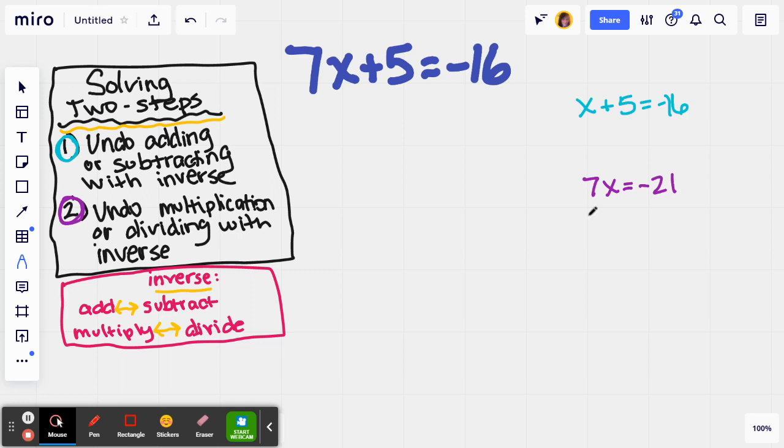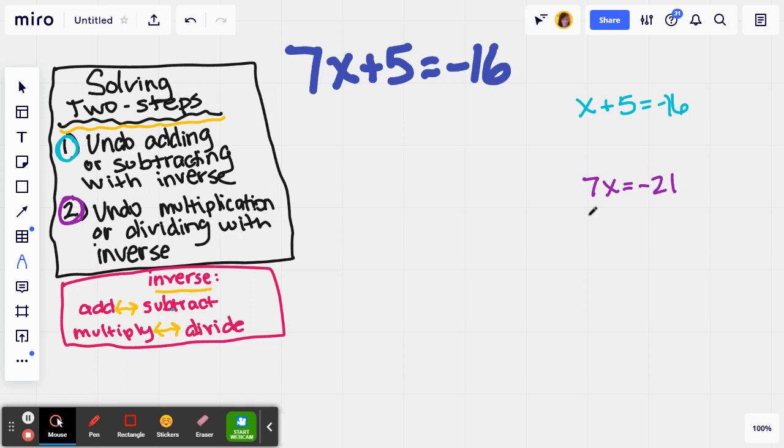So an inverse operation is pretty easy to remember. If you're adding, the inverse is subtracting. If you're subtracting, the inverse is adding. So the first step says we're going to undo any addition or subtraction we see in this first problem by doing the inverse of that.